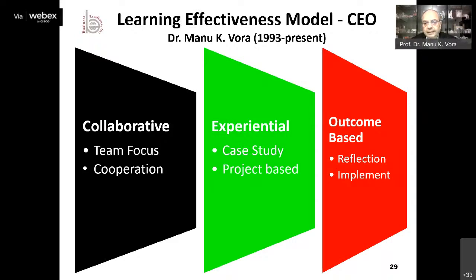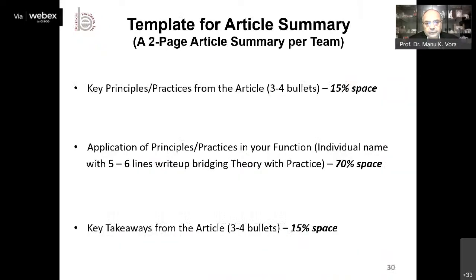So this is where they come up with a reflection journal, a one pager. I'll share a sample of that, with the big focus on what you have learned in the classes, how you are going to implement it, and what's your plan of action. So collaborative, experiential, and outcome-based learning is the best way to learn anything in the classroom.